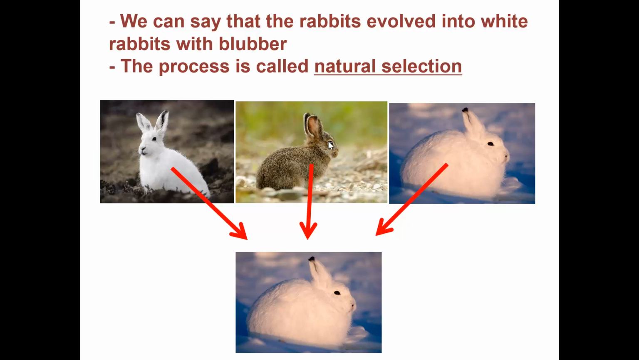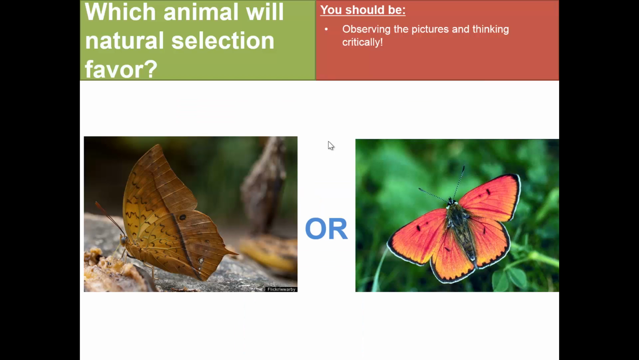Today in practice, you guys are going to look at a few different examples of species evolving over time through natural selection. We're going to take a look at two more examples before you practice today. Take a look at the butterfly on the left and the one on the right. Which animal will natural selection favor? Meaning, which of these would be most able to survive and reproduce in the environment?